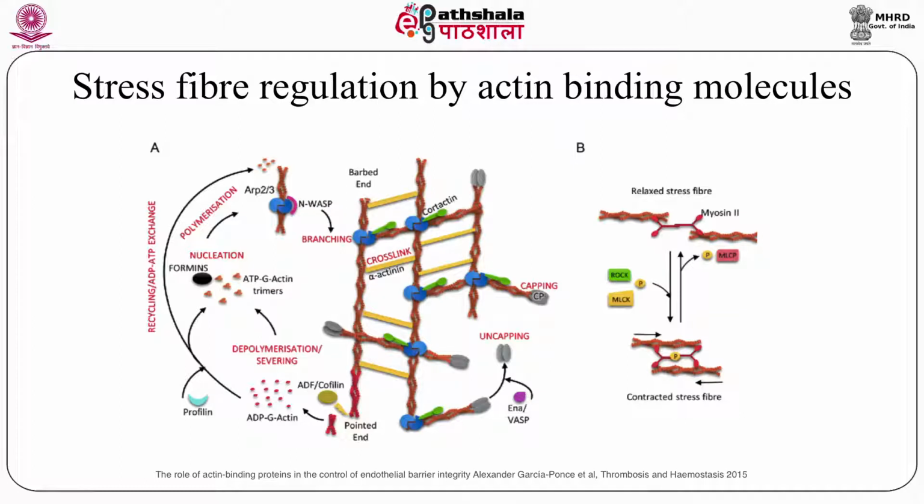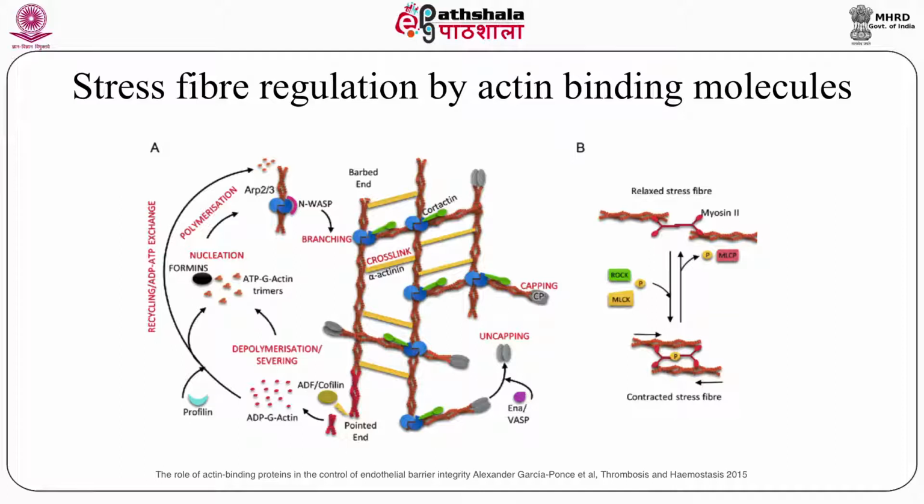N-WASP stands for neural Wiskott-Aldrich syndrome protein. This is a nucleation promoting factor. There are other proteins known as formins which control nucleation and polymerization of new actin filaments or elongation of existing filaments, but they are not involved in actin branching. Formins are involved in filopodia and lamellipodia formation, assembly of stress fibers and actin networks for vesicular transport, cell adhesion and endothelial junction stabilization. You can also see a blue cofilin protein.